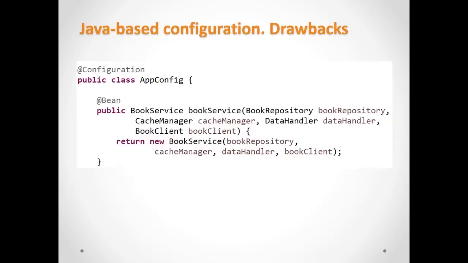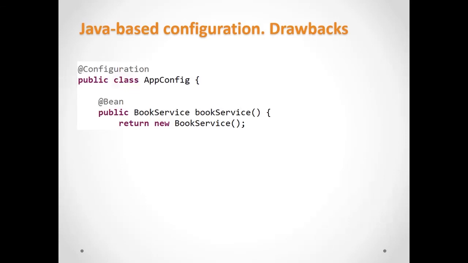What are the drawbacks of Java-based configuration? First of all, if your Spring bean has a constructor and a lot of dependencies, for example 4 or 5 or maybe even greater, then you have to autowire all these dependencies in this bean method and supply them in this constructor. It's a bit not useful and not suitable, but we have to follow this approach.